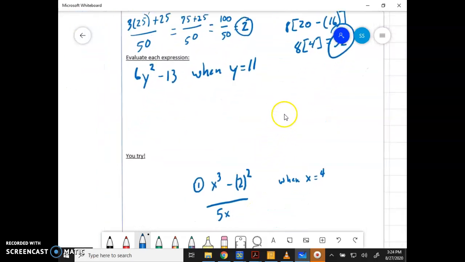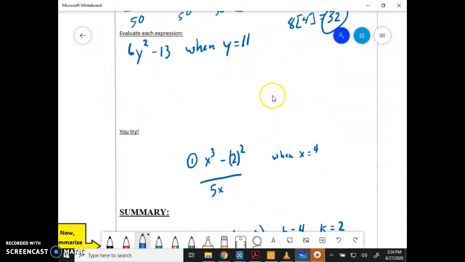All right, now evaluating expressions. This is where we just need to substitute the number in for the letter and then solve. Okay. So when I substitute, I like to substitute in with parentheses. So I have 6 times (11) in parentheses. Don't forget to square it. Minus 13.